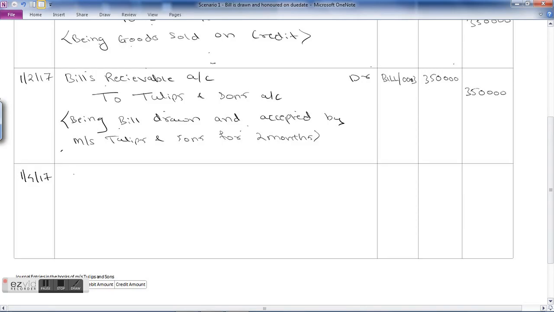So what has happened here is we have received the payment, correct? Arun Private Limited has received the payment. So bank account debit, let's see, JV1. Okay, how much is the amount? 3,50,000.